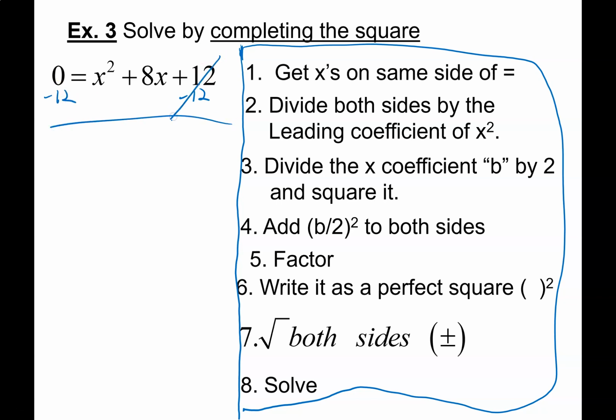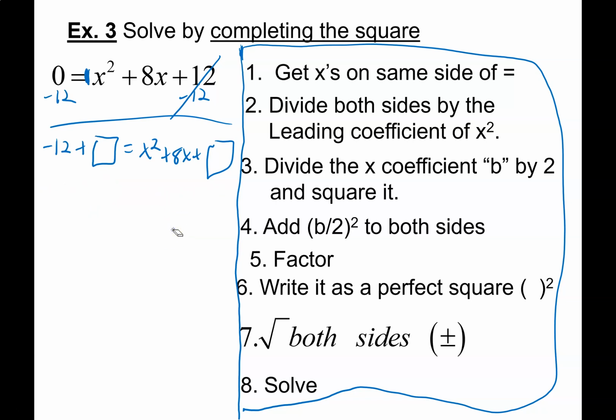So that 12 doesn't have an x, I'm going to make it go away. And then I'm going to put it like this. You'll see where this comes into play a little bit later. Now, in step 2, I said divide both sides by the leading coefficient of x squared. Well, in this case, my leading coefficient is 1, and I know that dividing by 1 isn't really going to affect this at all, so I'm not worried about it.